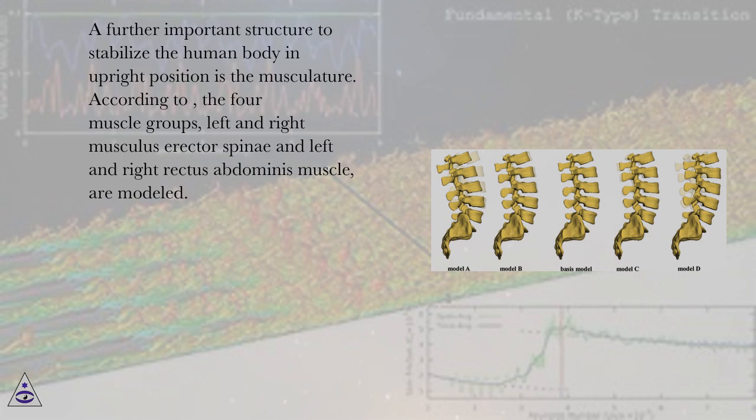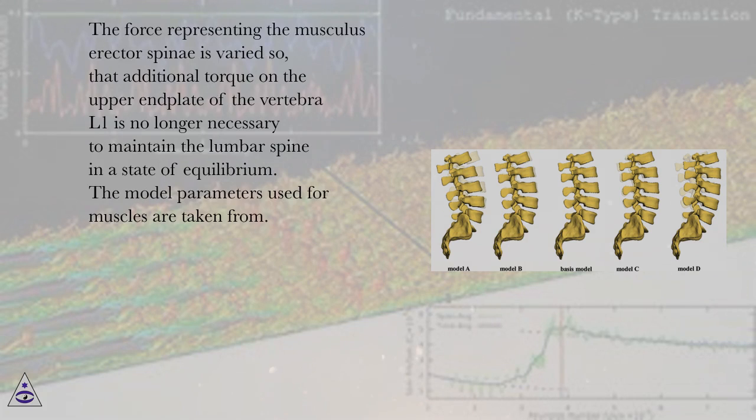A further important structure to stabilize the human body in upright position is the musculature. According to the 4 muscle groups, left and right musculus erector spinae and left and right rectus abdominis muscle, are modeled. The force representing the musculus erector spinae is varied so that additional torque on the upper end plate of the vertebra L1 is no longer necessary to maintain the lumbar spine in a state of equilibrium.